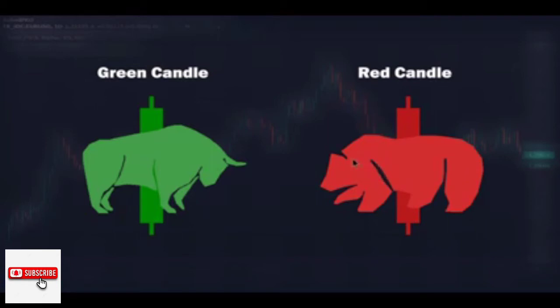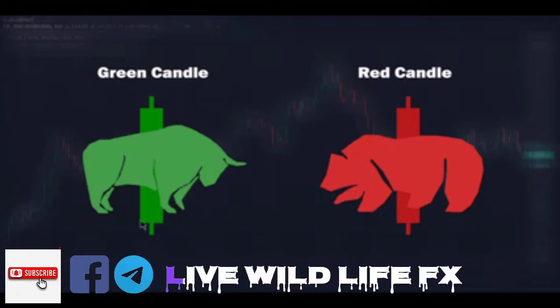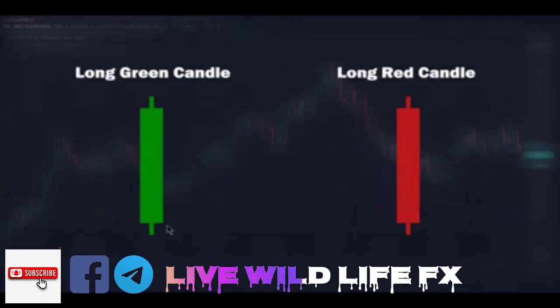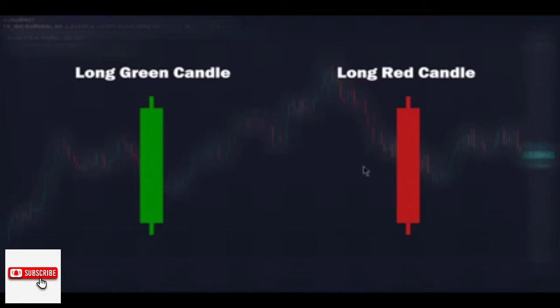So now you understand why the open and close are important, because by knowing the opening price, you have an early view of the battlefield, and by knowing the closing price, you realize who had the upper hand in that session. So a long green candle, like the one you see here that has a long body and small shadows, shows a bullish period, and a long red candle shows a bearish period.